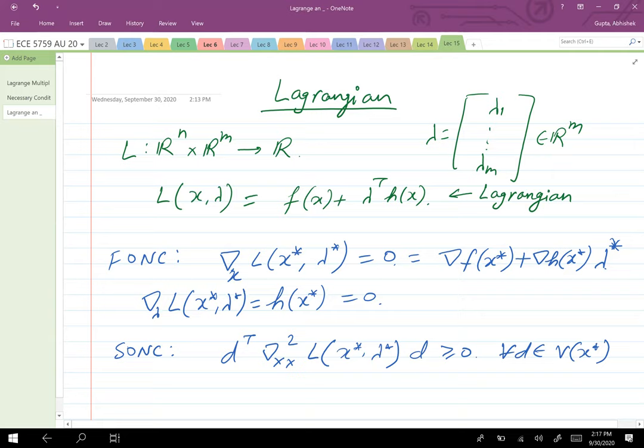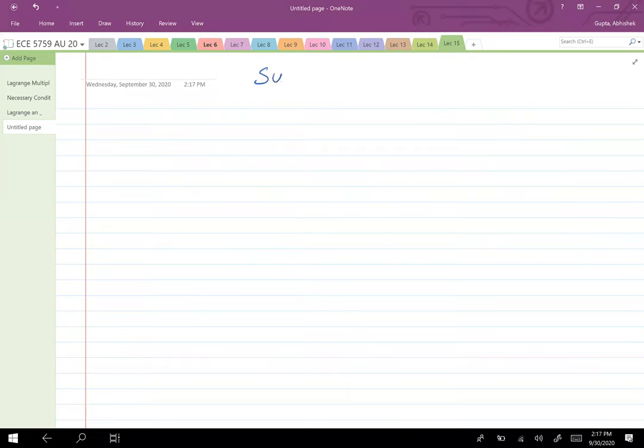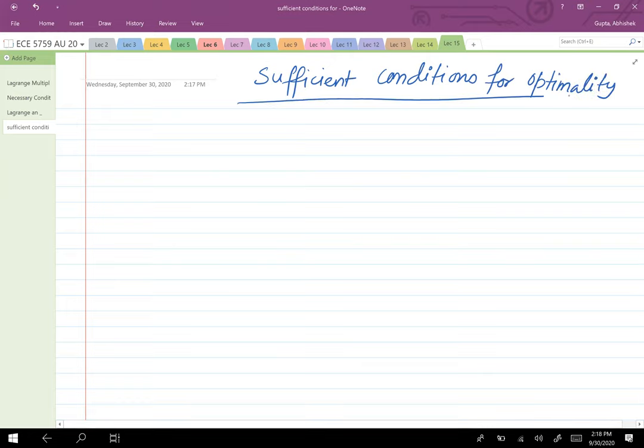Let us now talk about sufficient conditions for optimality. The theorem is as follows.